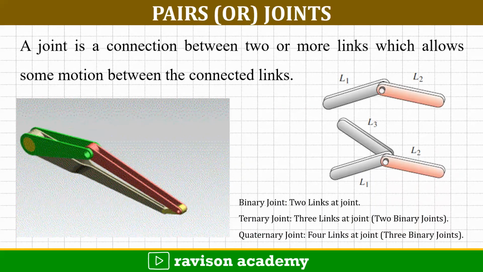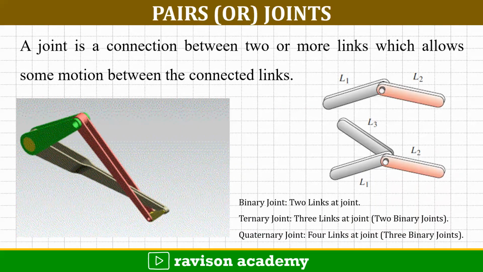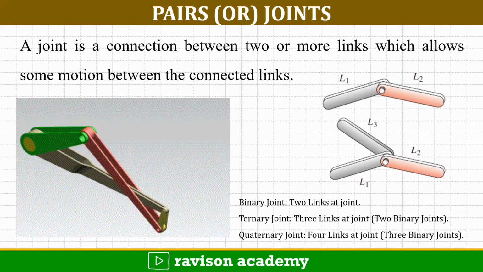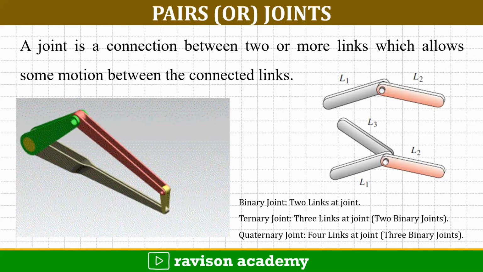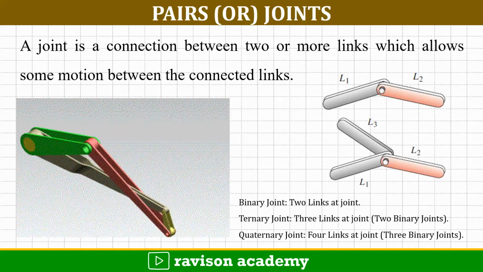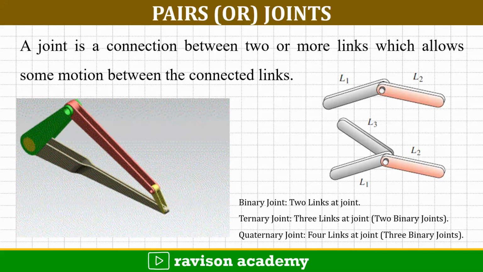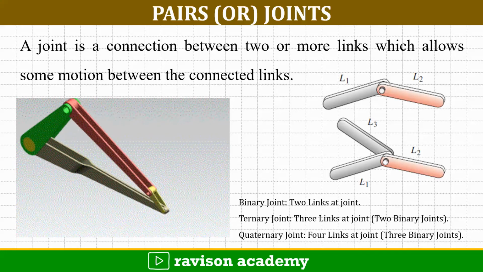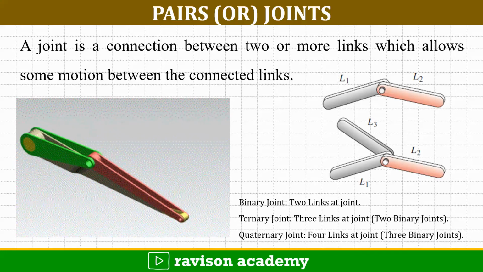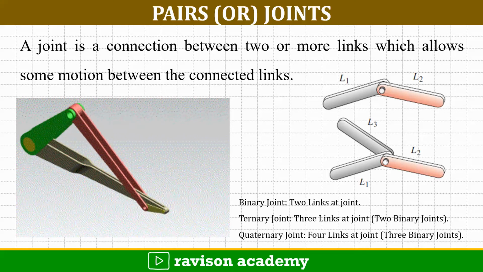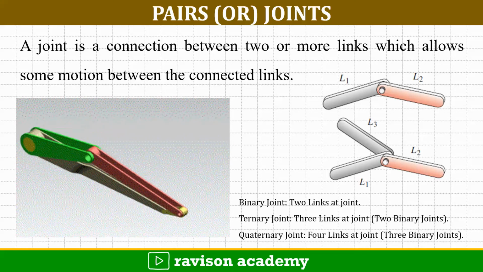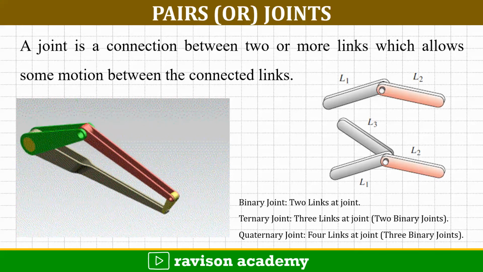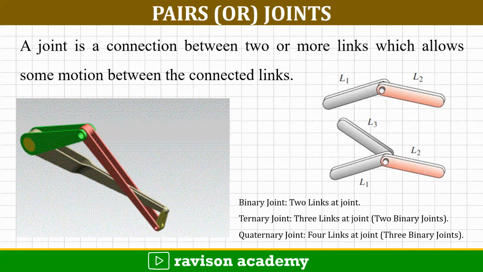Coming to the pairs, a joint is a connection between two or more links which has some relative motion between the connected links. In this picture, you have the 4-bar mechanism where one link is fixed, the crank is rotated, and this rotary motion of the crank is converted into the oscillatory motion of the follower. A joint with two links at a point is called a binary joint, 3 links at a particular joint is called a ternary joint, and 4 links at a particular joint is called a quaternary joint. For a ternary joint, the equivalent binary joint count is 2, and for a quaternary joint, it is 3.